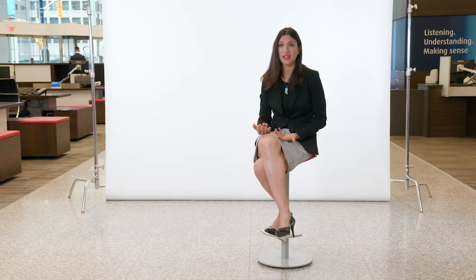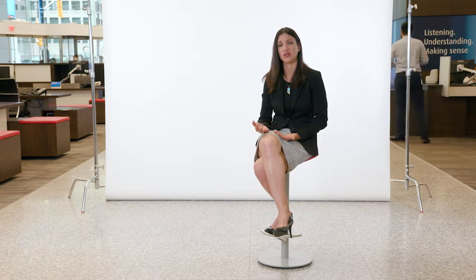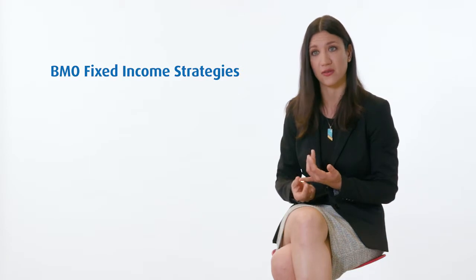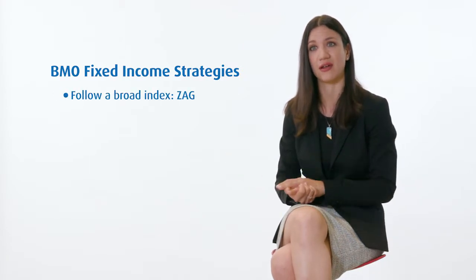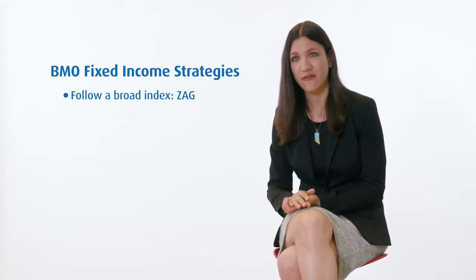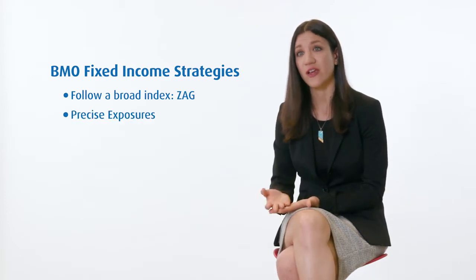So in terms of BMO's fixed income ETF offering, we offer a wide range of strategies. BMO ETFs actually offers the most precise fixed income lineup within the Canadian market. So you could either replicate the broad index, so the universe of bonds in Canada, and buy, for example, ZAG. Within one ETF, you can buy corporate bonds, federal bonds, and provincial bonds. So it's an all-in-one.